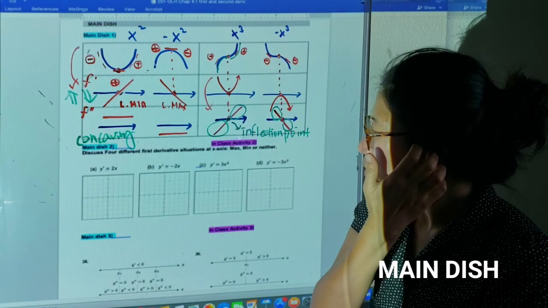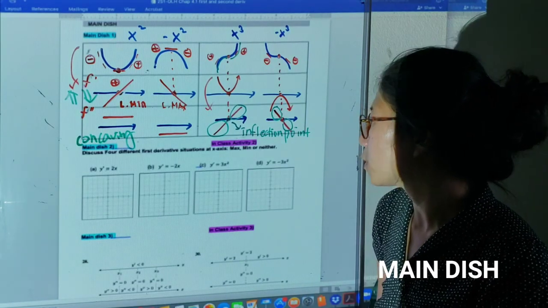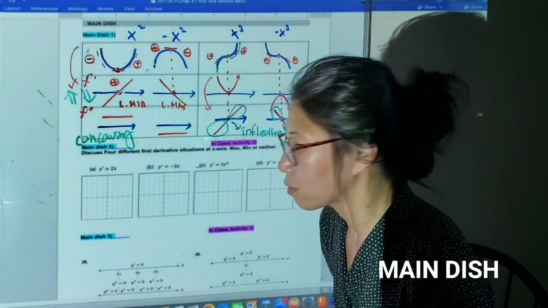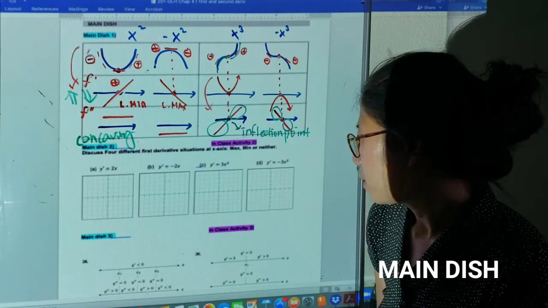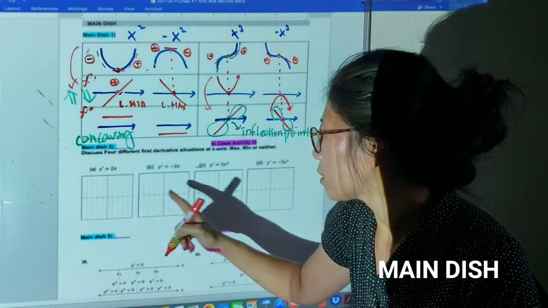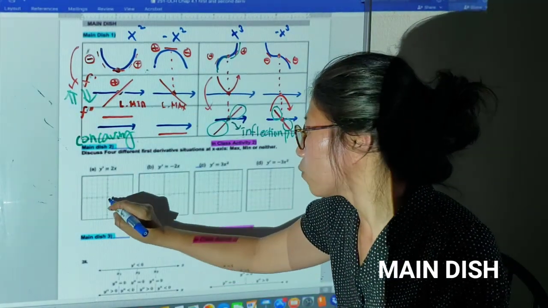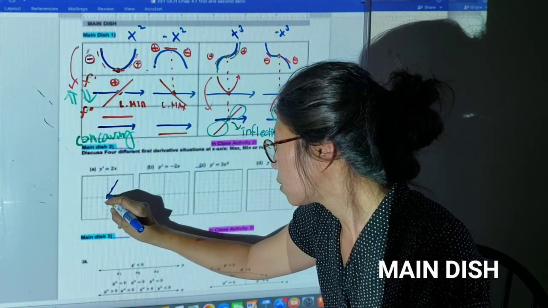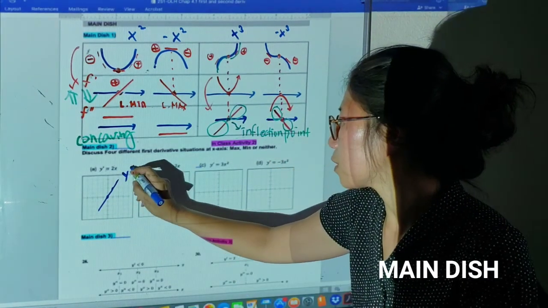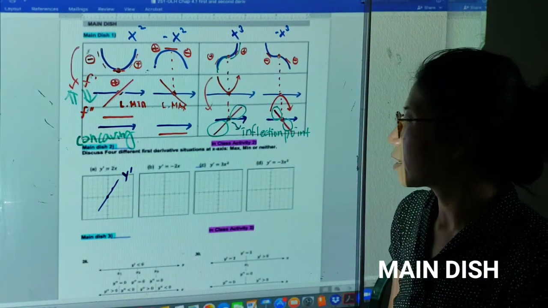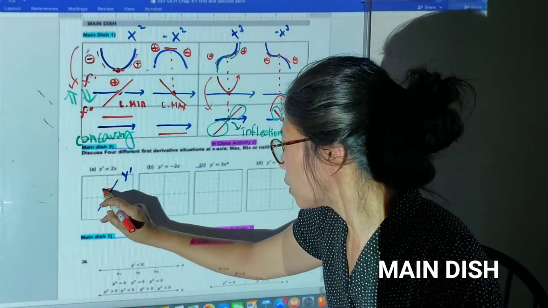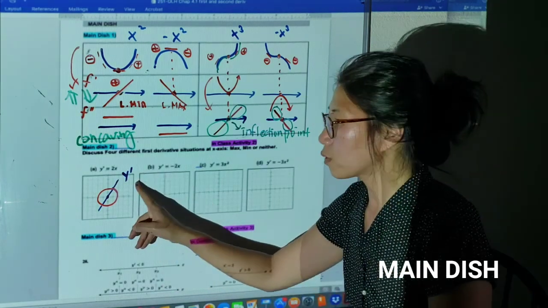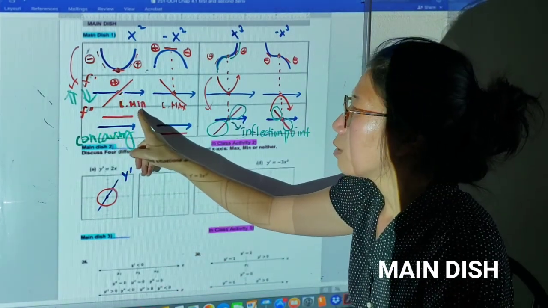So main dish says discuss those 4 different first derivative functions on x-axis. Did I say it correct? First derivative function. So y is equal to 2x. But my first derivative is 2x. That is my first derivative. Then what can I say about this moment? Is this local maximum or local minimum? That's how I try to ask. So that's the first derivative graph. Then that's gonna be local minimum.